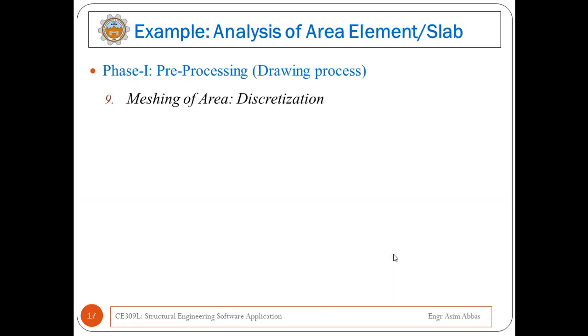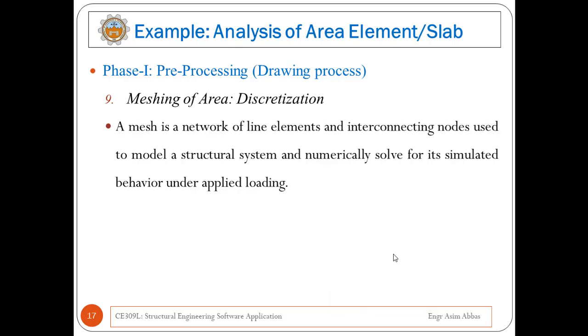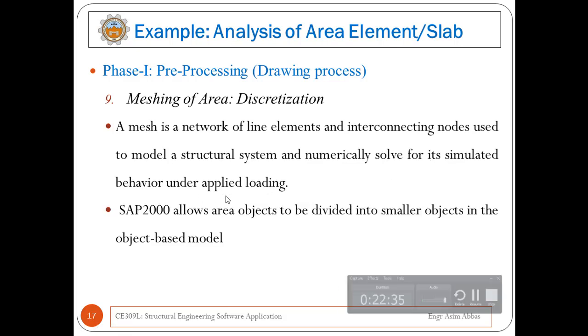Step 9 is to mesh the area, also called discretization. In this step the area will be divided into different objects. A mesh is a network of line elements and interconnected nodes used to model a structure system and numerically solve for its simulated behavior under applied loads. SAP 2000 allows an area object to be divided into smaller objects in the object based model.